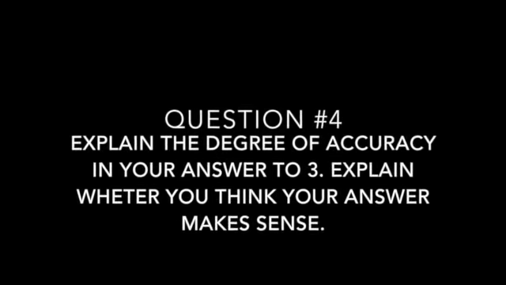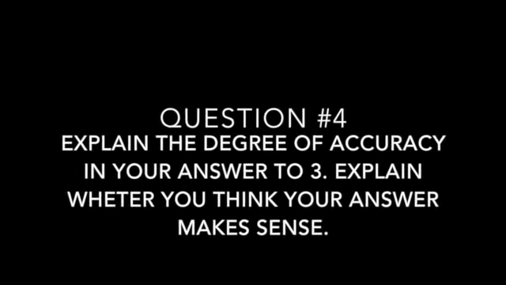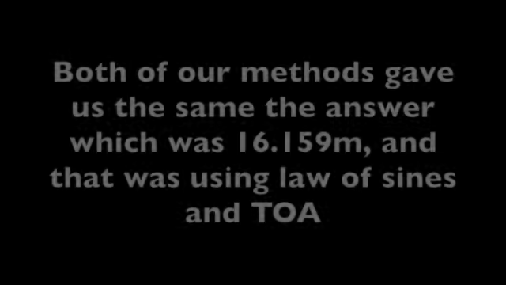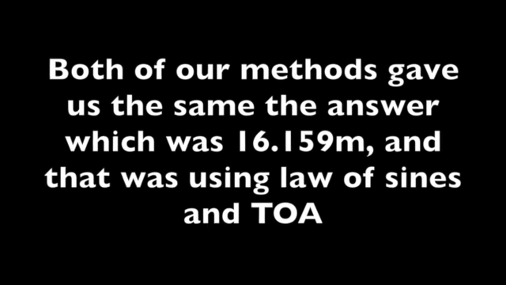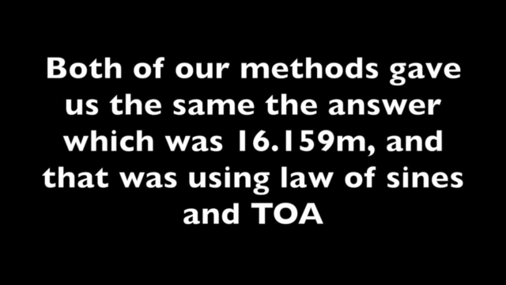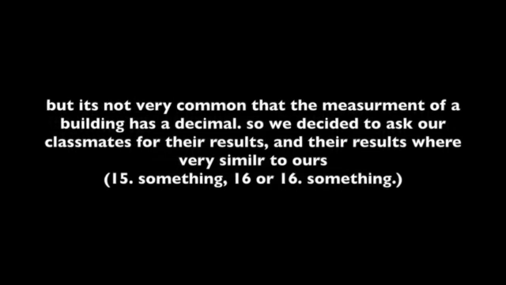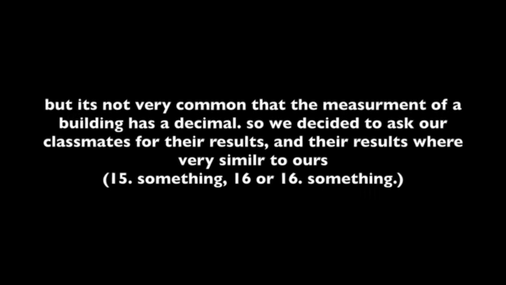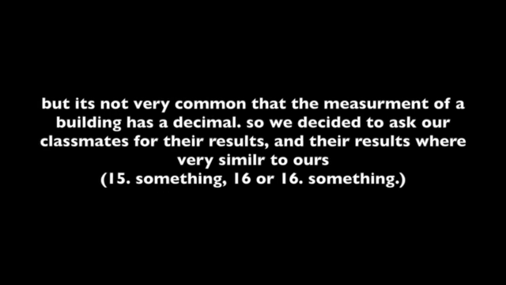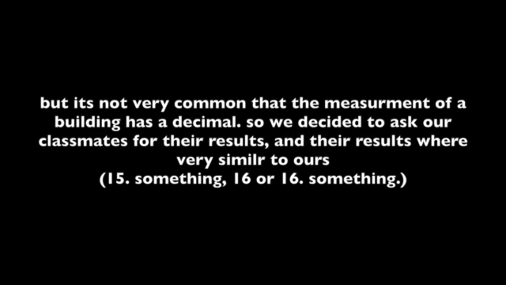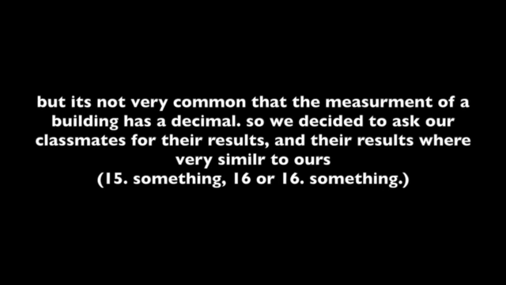Question 4. Explain the degree of accuracy in your answer of question 3. Explain whether you think your answer makes sense. Both of our methods gave us the same answer, which was 16.159 meters, using the law of sines and TOA. Tangent equals opposite over adjacent. But it's not very common that the measurement of a building has a decimal, so we decided to ask our classmates for the results, and the results were very similar to ours: 15 point something, 16, or 16 point something.